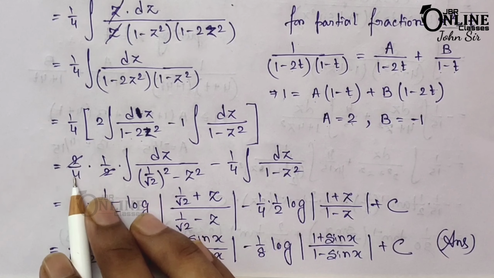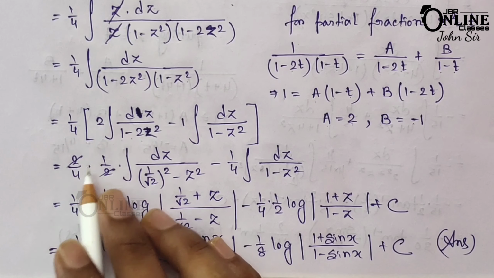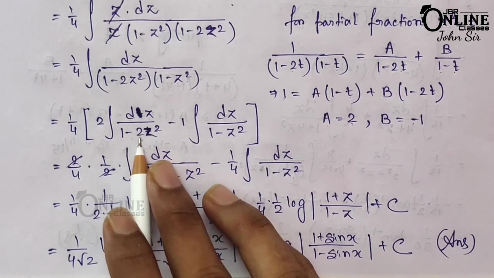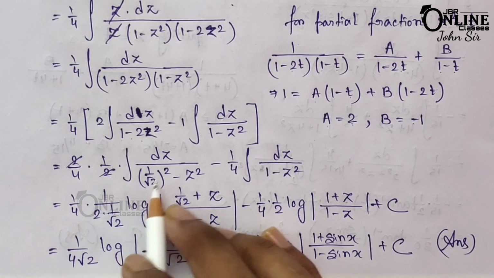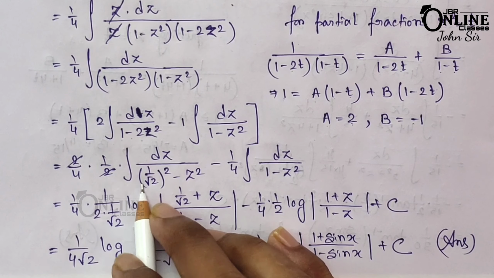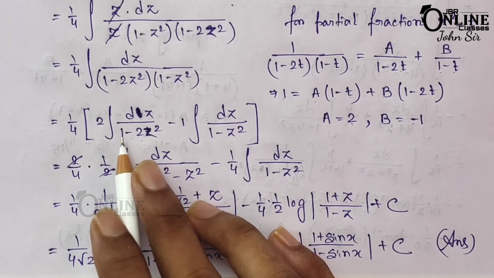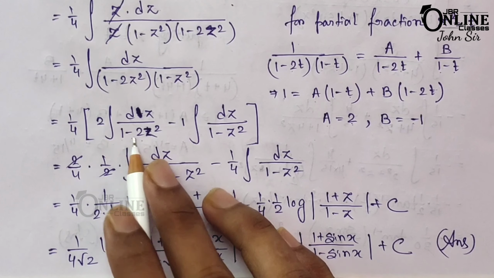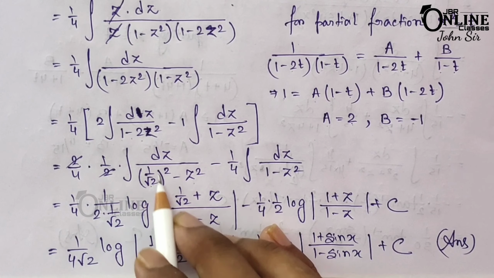Okay, so 2 by 4 into half here, because 2 into 1 by 4 is 2 by 4, as the coefficient of z square equal to 2, so you have to take 2 common here. So if you take 2 common, the first one becomes 1 by 2 minus z square. So 1 by 2 you can write as 1 by root 2 whole square. Clear? So 1 by root 2 whole square minus z square.